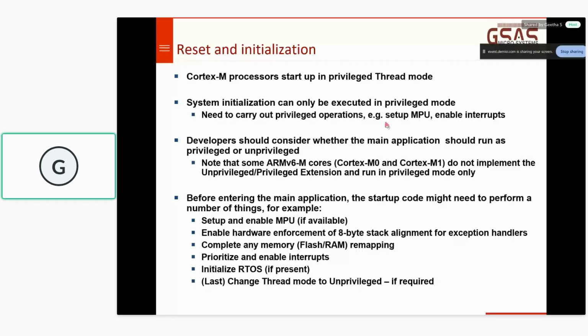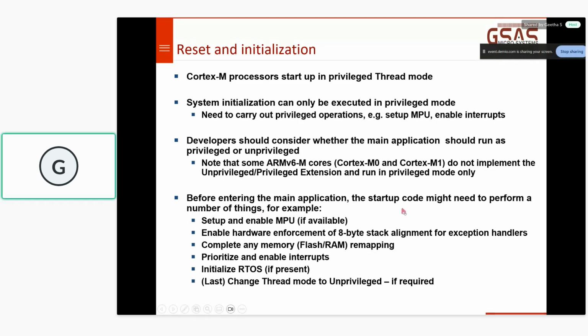Okay, so MPU and NVIC, the nested vectored interrupt controller, are all part of the system control block, SCB, and for the processor to access that block, it should execute in privileged mode. But the developers have the choice of running the main application in privileged mode or unprivileged mode. So this is important.